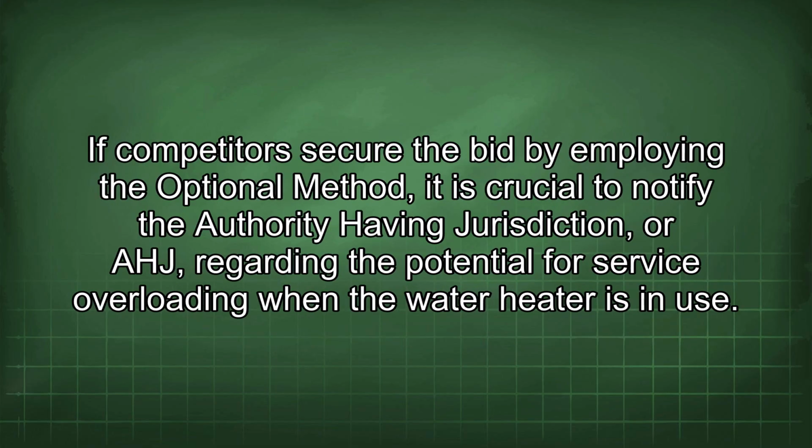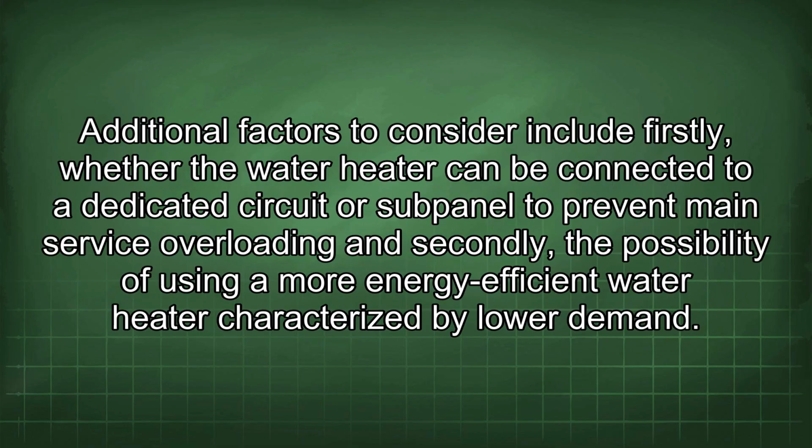If competitors secure the bid by employing the optional method, it is crucial to notify the authority having jurisdiction, or AHJ, regarding the potential for service overloading when the water heater is in use. Additional factors to consider include, firstly, whether the water heater can be connected to a dedicated circuit or subpanel to prevent main service overloading, and secondly, the possibility of using a more energy-efficient water heater characterized by lower demand.